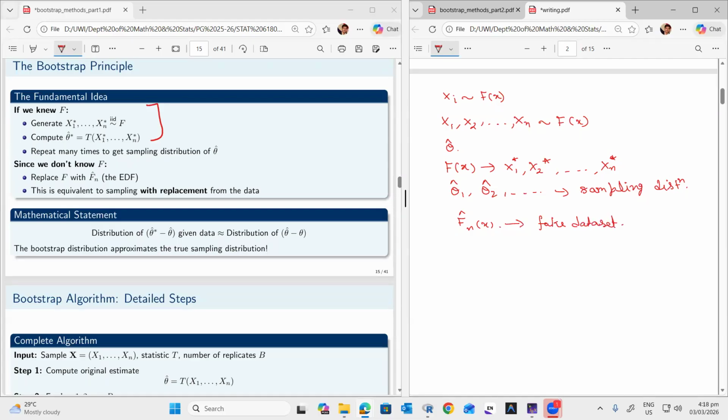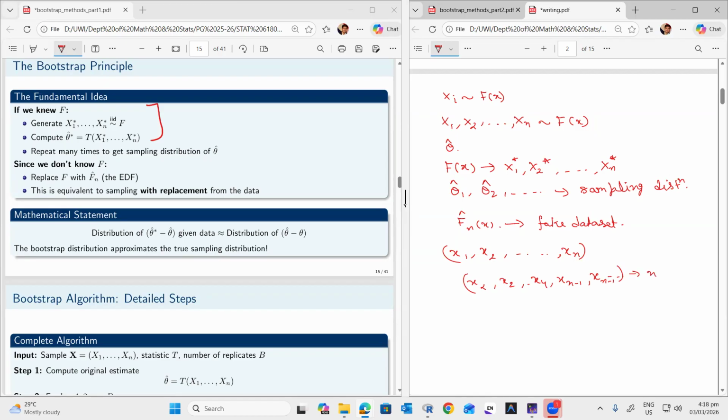Why am I saying fake data set? Because if you have a sample x1, x2 up to xn, from that sample you will generate a sample again, say x2, x2, x4, xn minus 1, xn minus 1, and so on. This will be a sample of size n again.